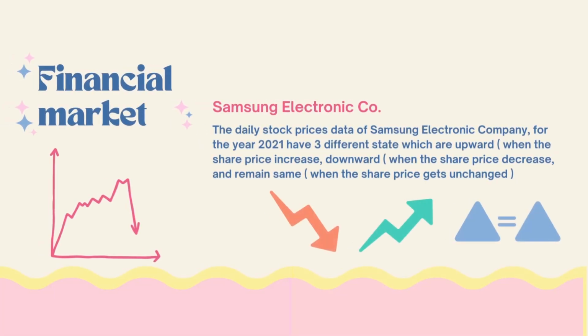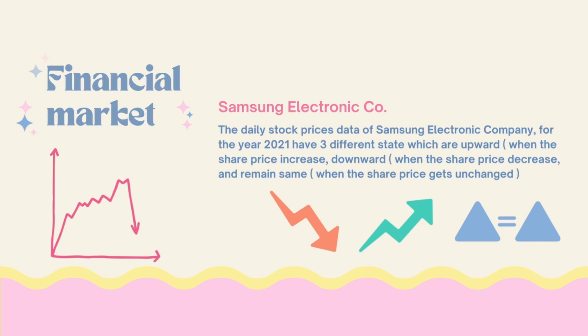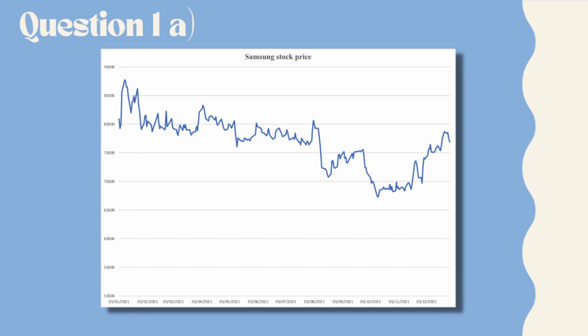The company that we chose for this assignment is Samsung Electronics. The daily stock prices data of Samsung Electronics for the year 2021 have three different states, which are upward when the share price increases, downward when the share price decreases, and remain same when the share price is unchanged. We got the stock price data from the Yahoo Finance website. We picked the data of Samsung Electronics from 4 January 2021 to 30 December 2021.